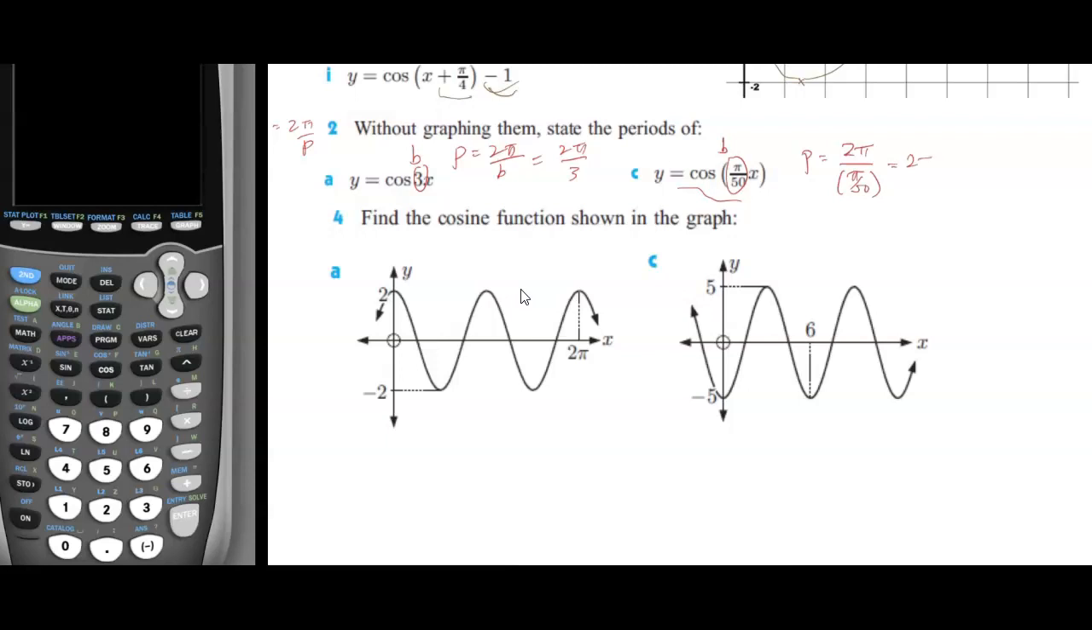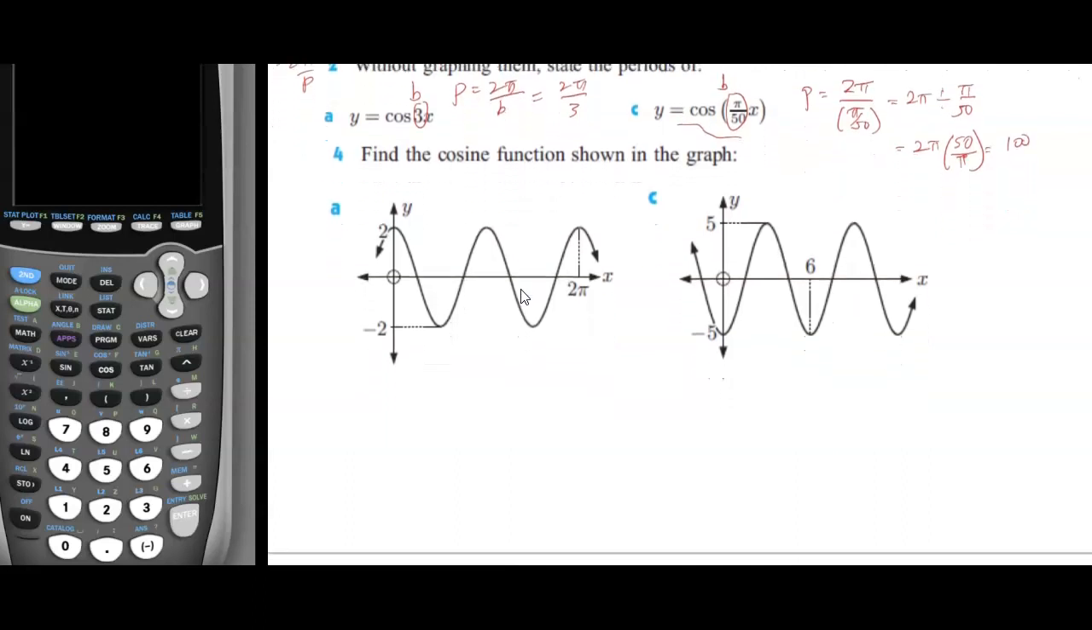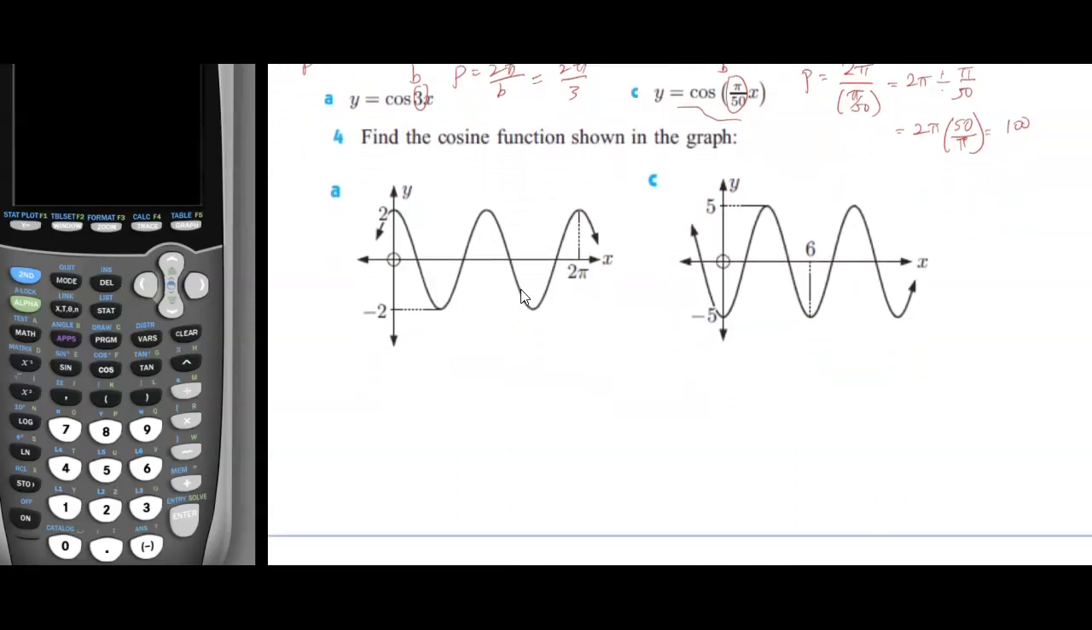Now we're going to do the hardest math in 11th grade math, which is the 5th grade math. We're going to divide by pi over 50. Remember, we just invert and multiply. So the pi's cancel out. 2 times 50 is 100. Okay? Period is 100.